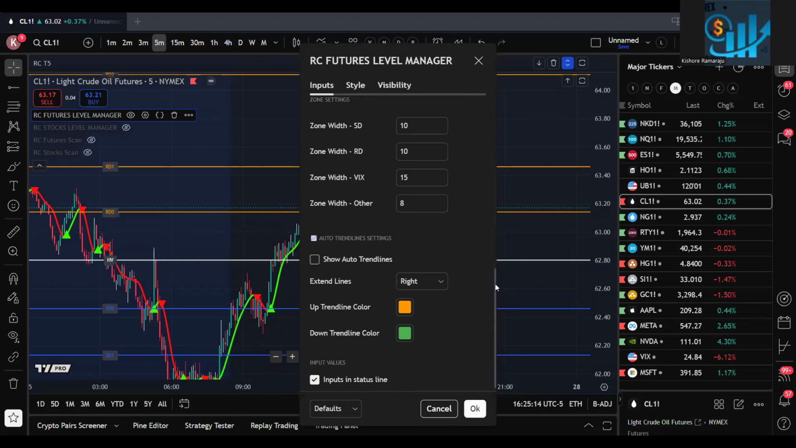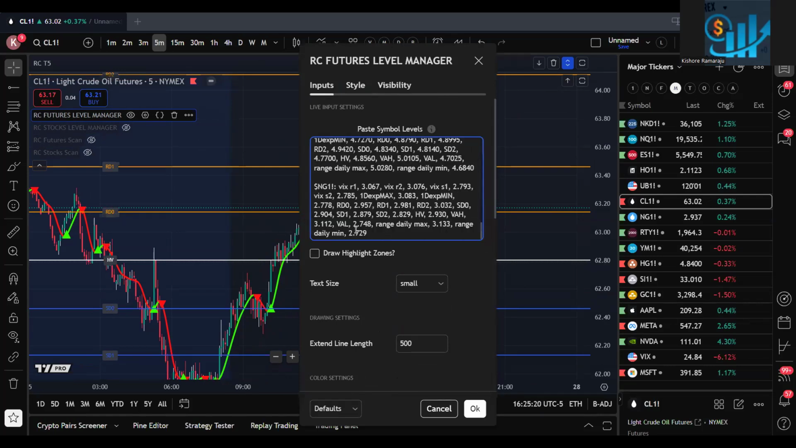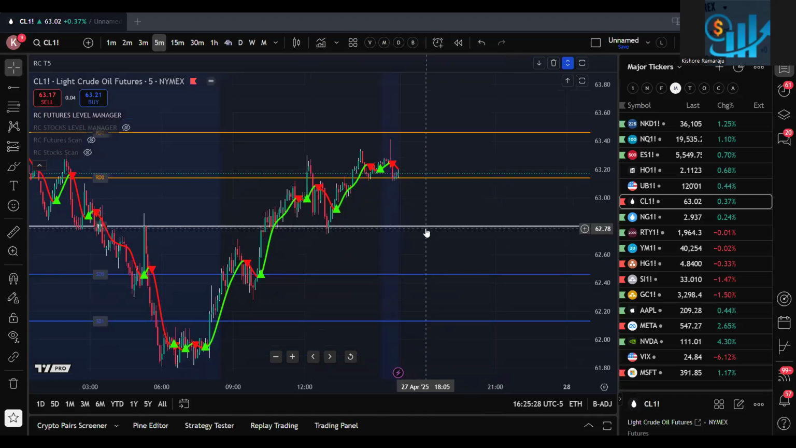So all you need to do is just paste those levels, whatever I send you, based on the historical information. I'll give you these levels. You have to just come and paste these levels. Then automatically you will see all these lines drawn.